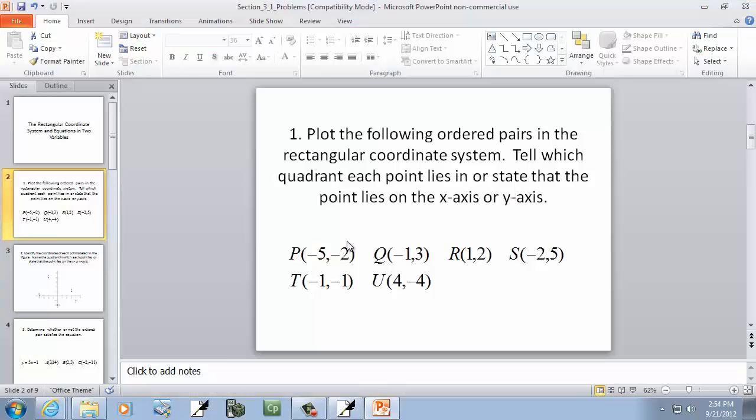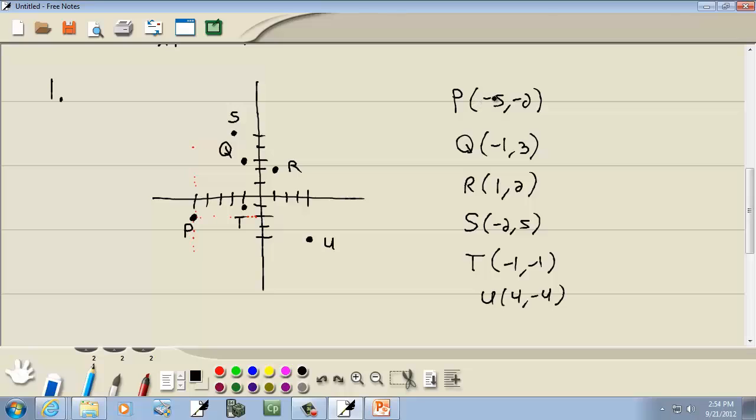The second thing it asks for is to tell which quadrant each point lies in, or state that it lies on the x-axis or y-axis. Well, P is -5, -2. And remember this is quadrant 1, quadrant 2, 3, and 4. So P is in quadrant 3. Q is -1, 3. That's going to fall in quadrant 2. R is 1, 2, which is quadrant 1. S is -2, 5, which is quadrant 2. T is -1, -1, which is quadrant 3. And U is 4, -4, which is quadrant 4. Those would be your answers to that problem.